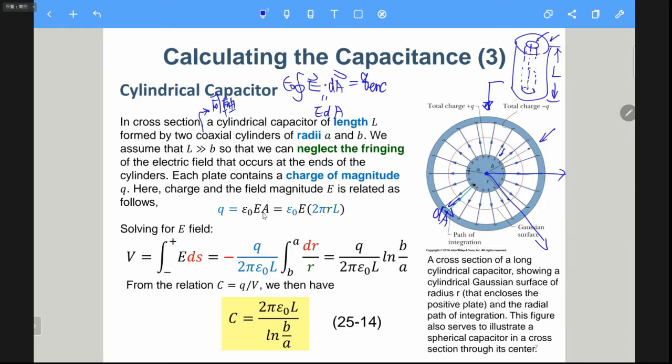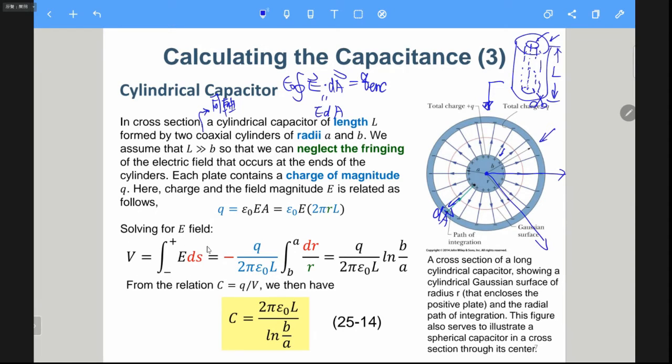So the surface area is nothing but 2 pi r, which is the circumference of the circle, and then times the height. Because if you try to cut it out like this and then expand it, it is a rectangle. So the width is 2 pi r, and the height is L. So this is the surface area. So we get an expression like this.